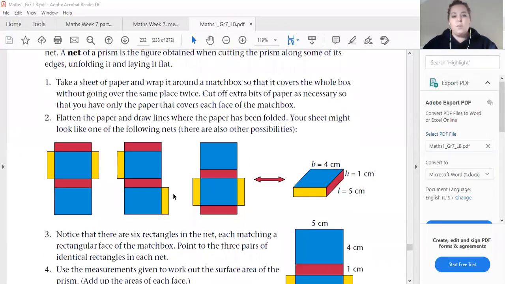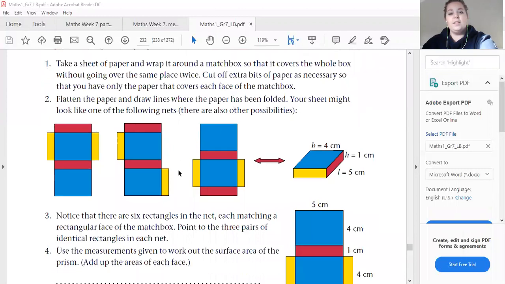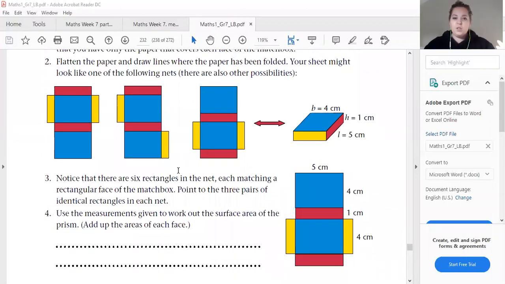Say for instance you take a piece of paper and you flatten it around your matchbox. I'm going through the instructions that are on here. You should see that these are the sides that you will have. These two will be the same length, the two flaps on the side, and then the two other parts that connect the rectangles, the top and the bottom, will also be the same size. And then you've got the top and the bottom rectangle.